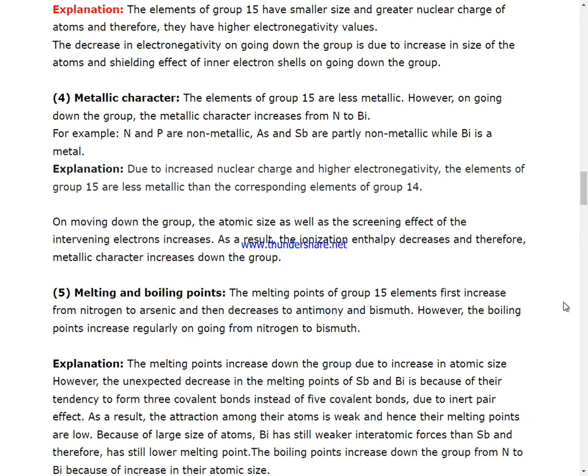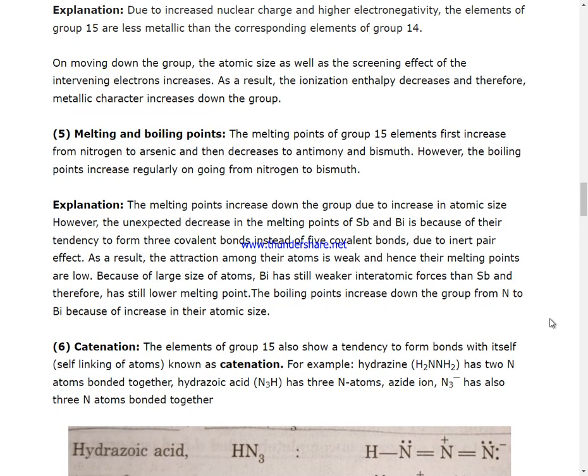Melting and boiling points. The melting points of group 15 elements first increase from nitrogen to arsenic and then decrease to antimony and bismuth. However, the boiling point increases regularly on going from nitrogen to bismuth. Explanation. The melting points increase down the group due to increase in atomic size.